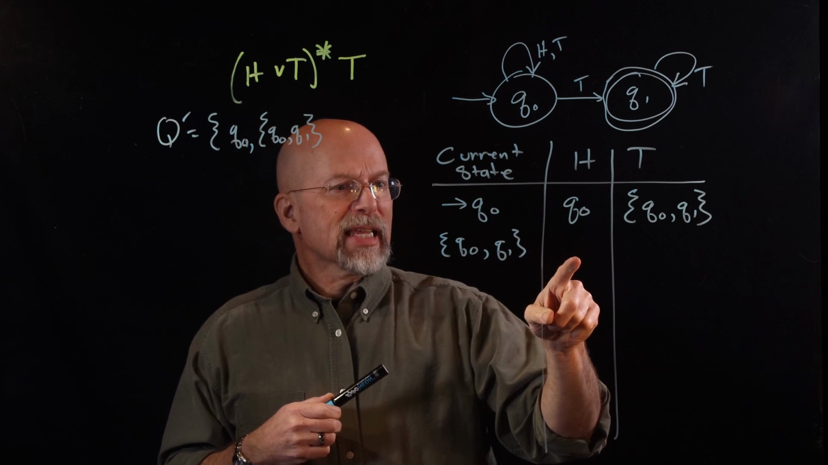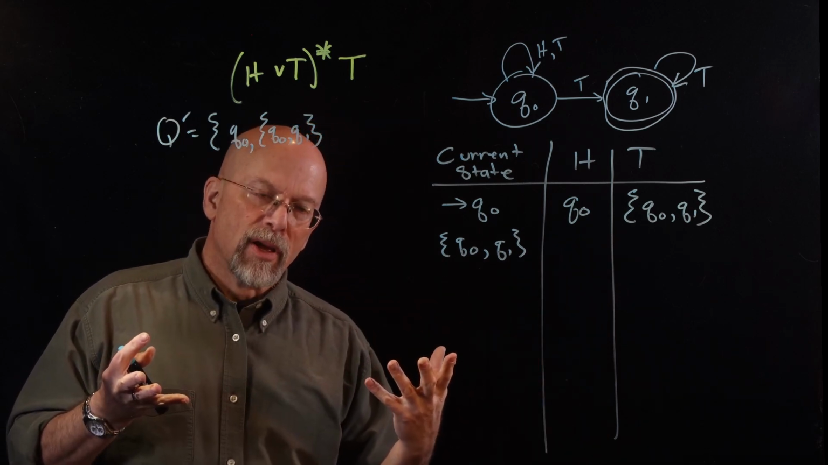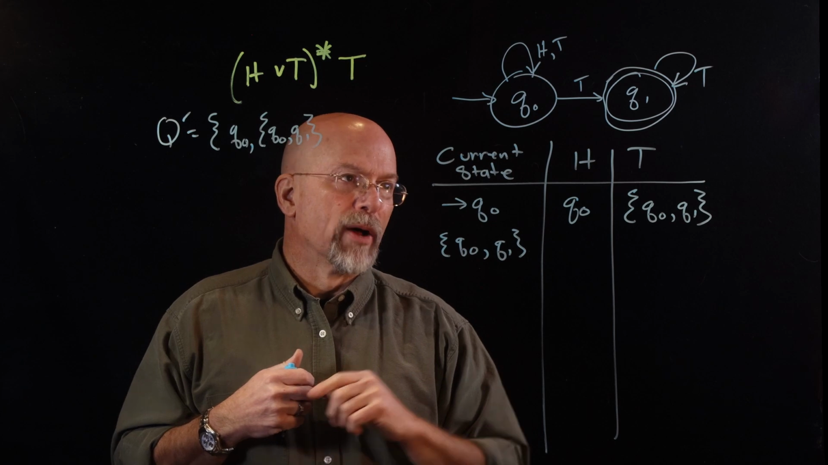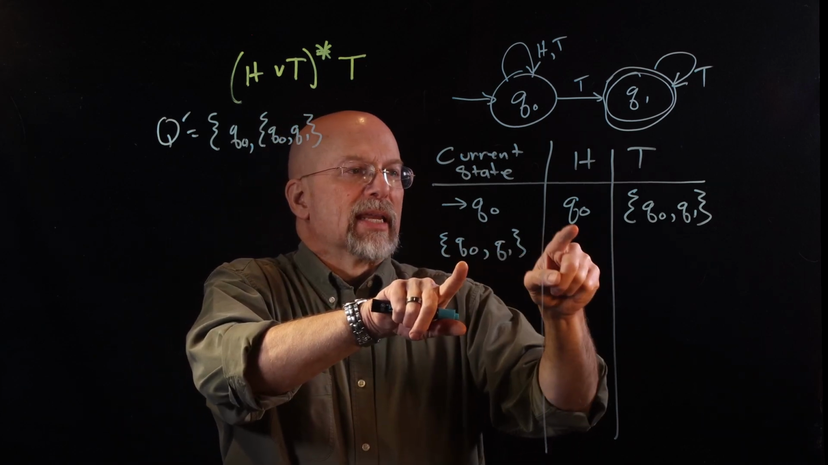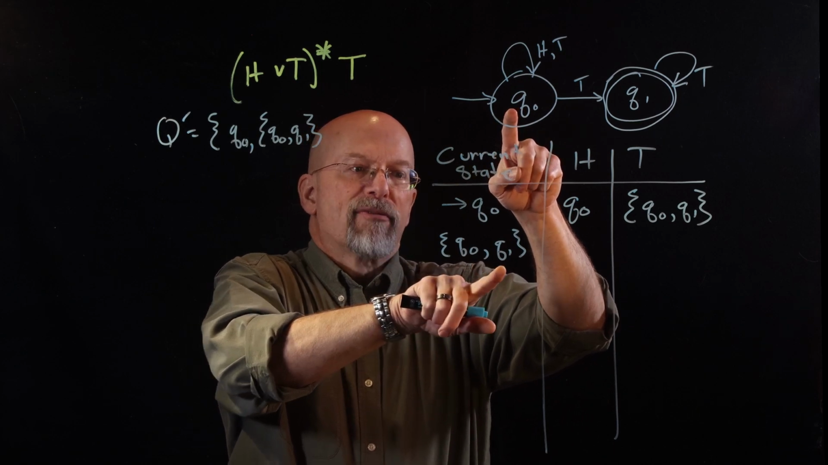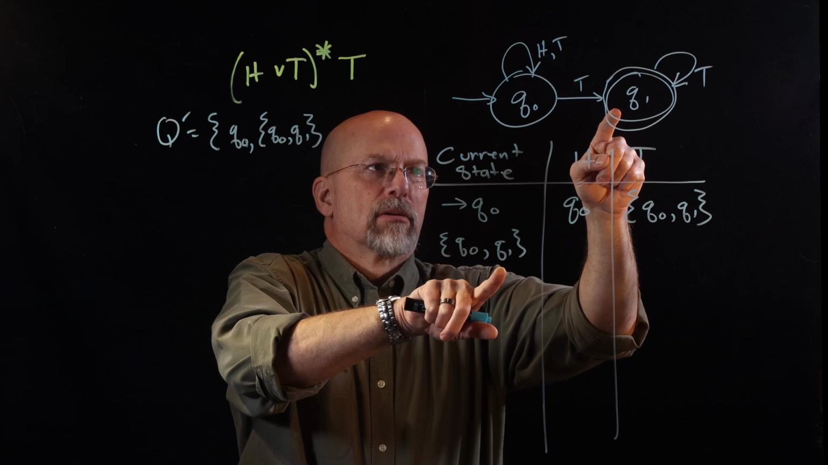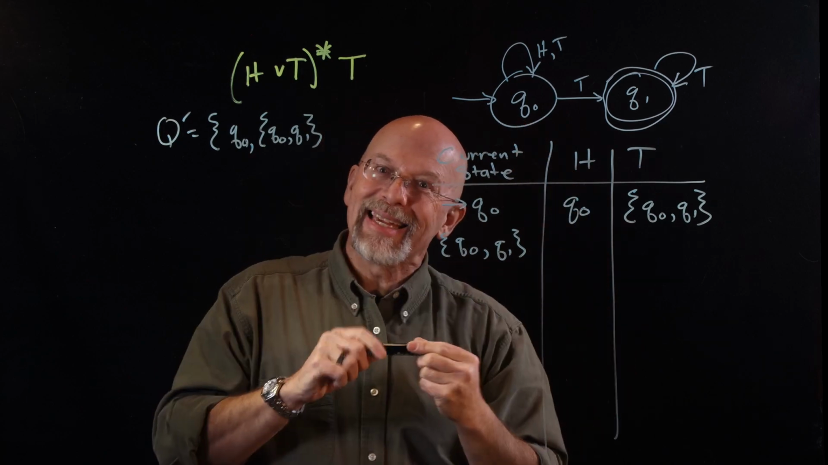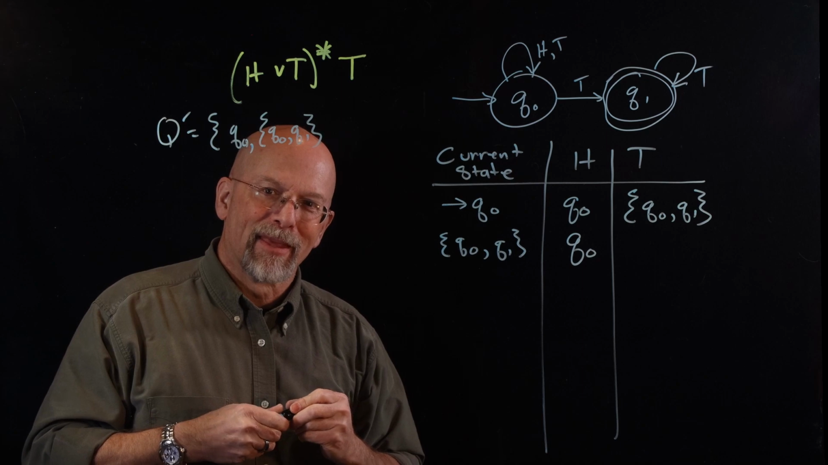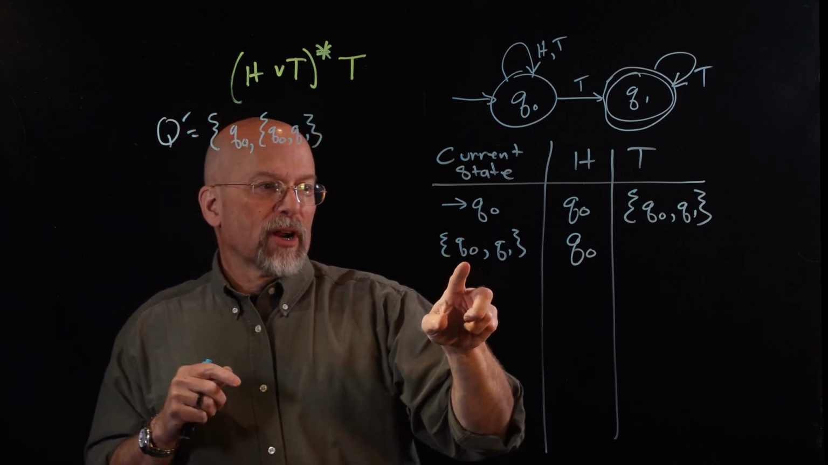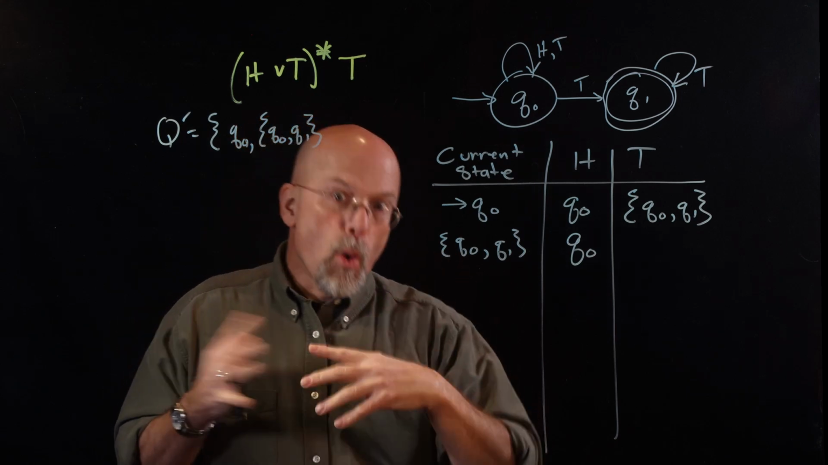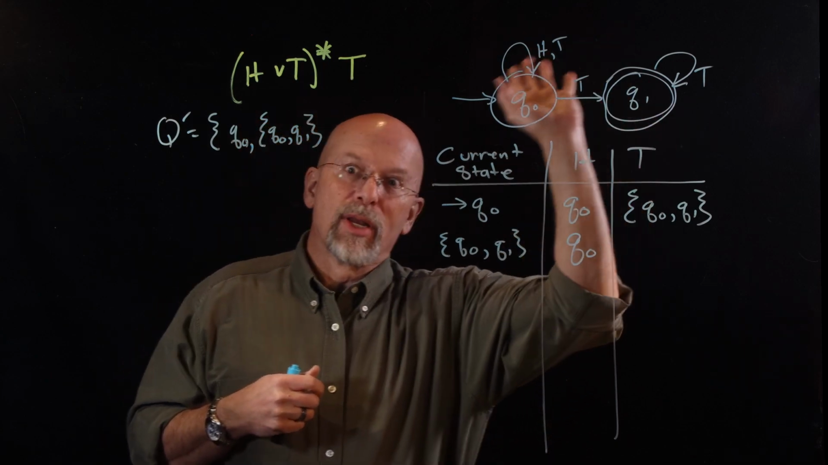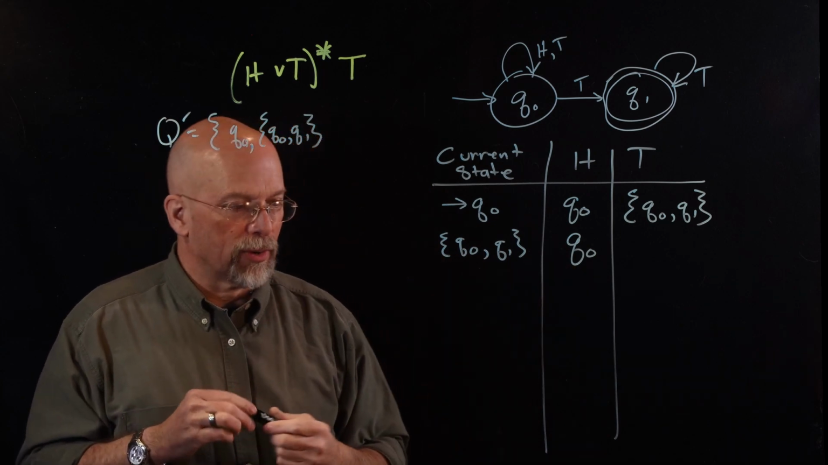Now, if I get a heads, I need to take the union of all the possible destinations from Q0 and all the possible destinations from Q1. So if I'm in Q0 and I get a heads, I'm going to Q0. If I'm in Q1 and I get a heads, well, remember, that went to the empty set. So the union of Q0 with the empty set is Q0. Let me try that again. Basically, what you're looking for is you want to figure out all the destinations from heads from Q0, unioned with all the destinations from Q1 if you get a heads. Well, from Q1, I didn't go anywhere when I got a heads, so the union is just the state Q0.